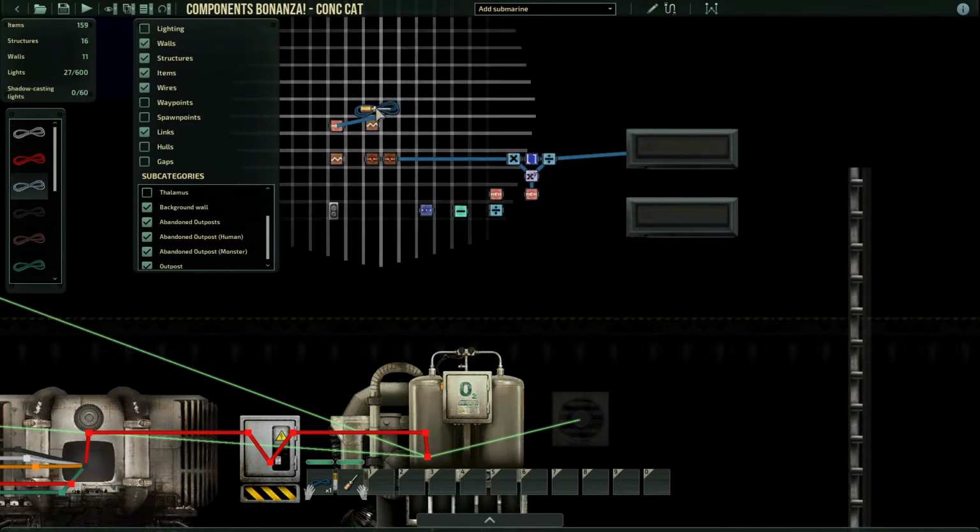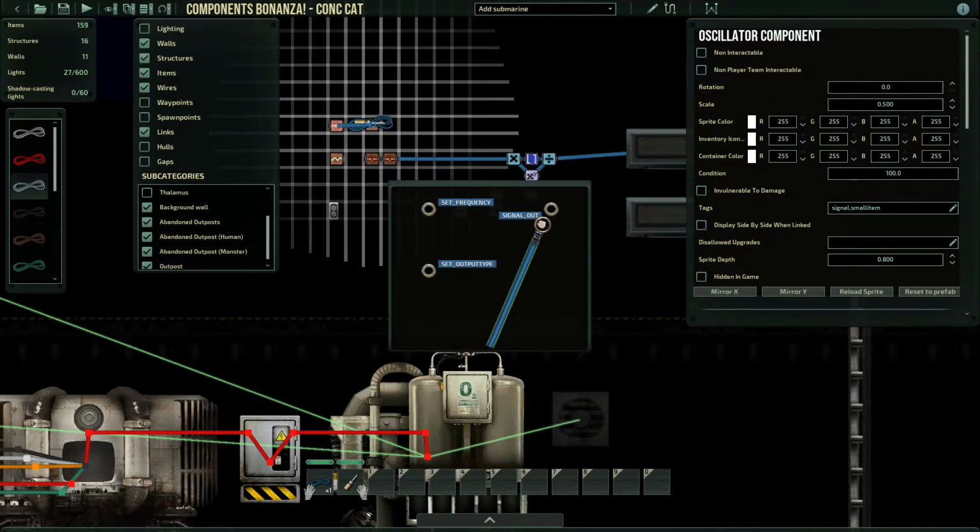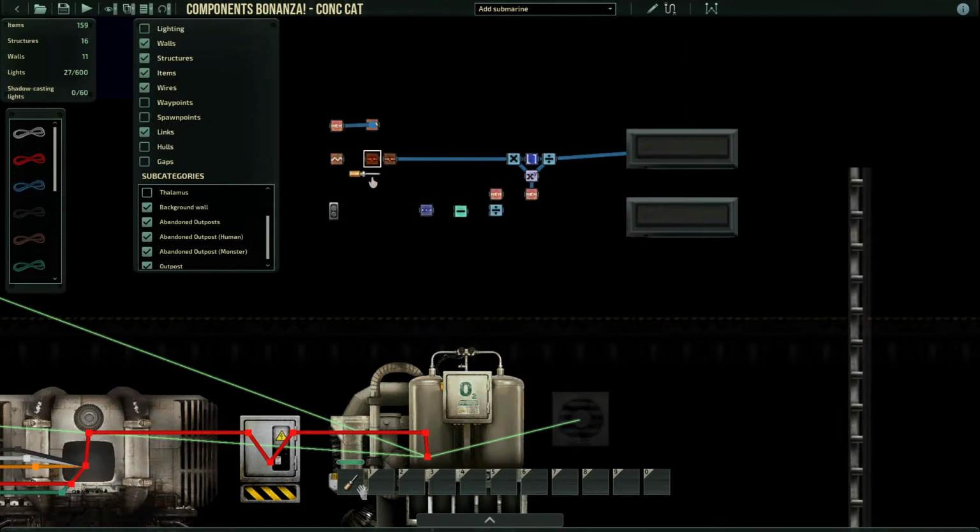We got 4 computers. We keep getting people come in and go, nope, this is boring, and then they leave.